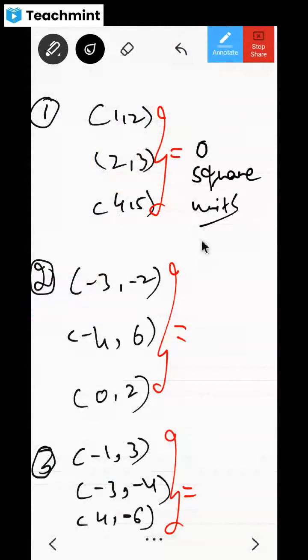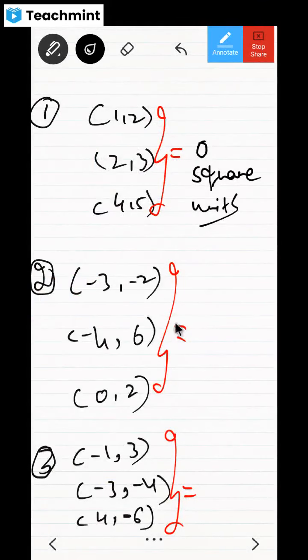Now this area is 0 square units, no? First one. Yes, sir. And this second one, what is this area? Naveen will tell me. Naveen, tell me what is this area? 14 square units, sir. Is it correct? Please confirm. If it is correct, say yes. Yes, sir.